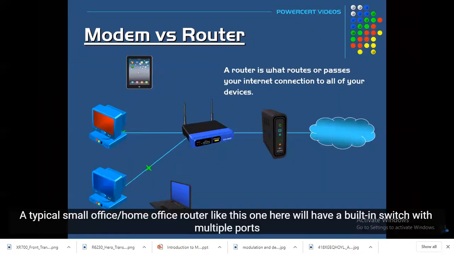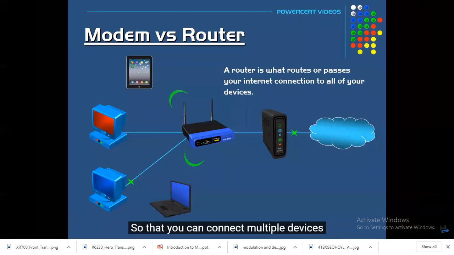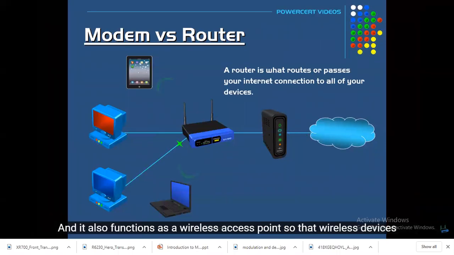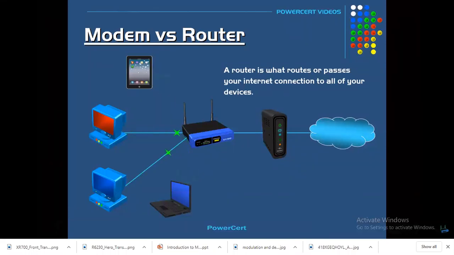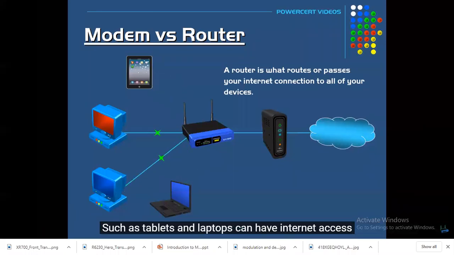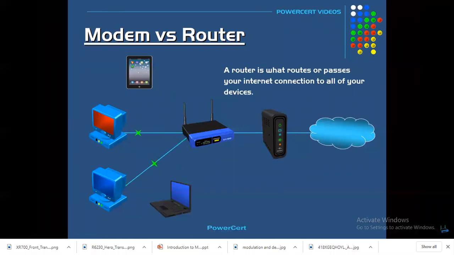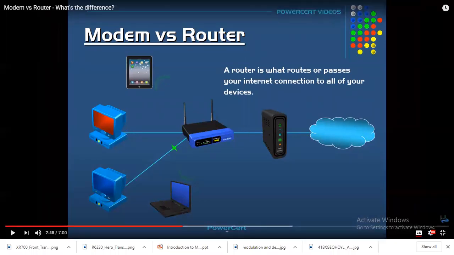A typical small office, home office router, like this one here, will have a built-in switch with multiple ports so that you can connect multiple devices using an Ethernet cable connection. And it also functions as a wireless access point so that wireless devices, such as tablets and laptops, can have internet access. So what does it mean?